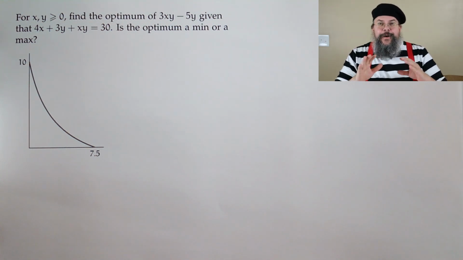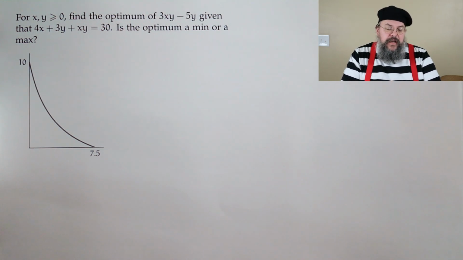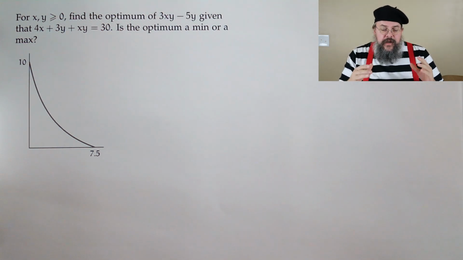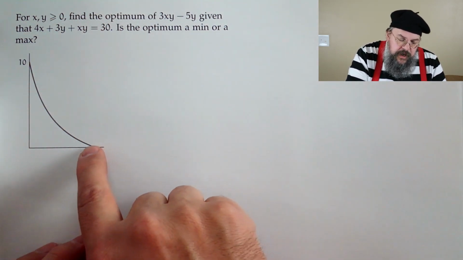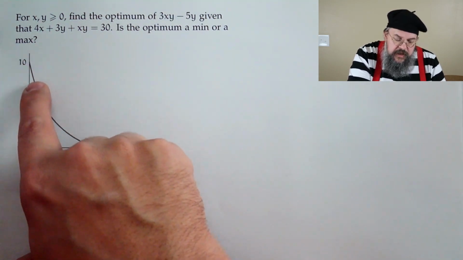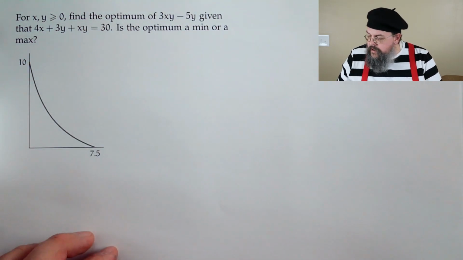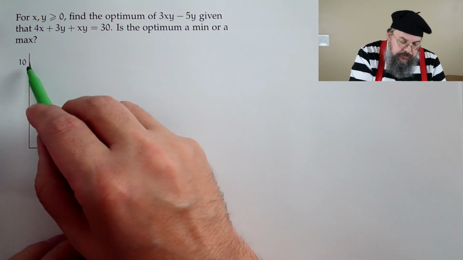But okay, let's think about what it's trying to say. It's saying, hey, there is this function we're trying to optimize. All right, so we know it. And this curve here, by the way, this is the curve 4x plus 3y plus xy equals 30. It's this one right along here. Let me mark it a little bit better so you can see what's going on.